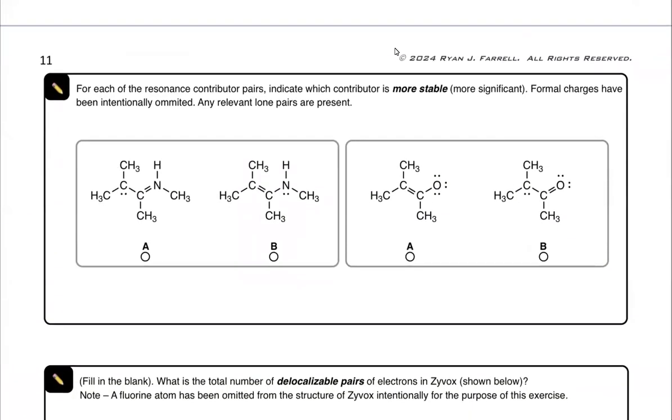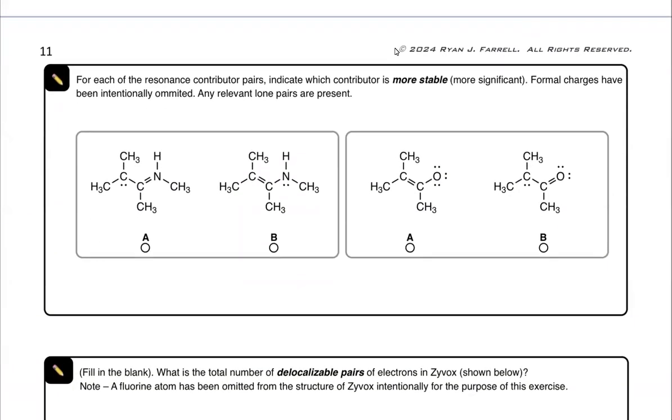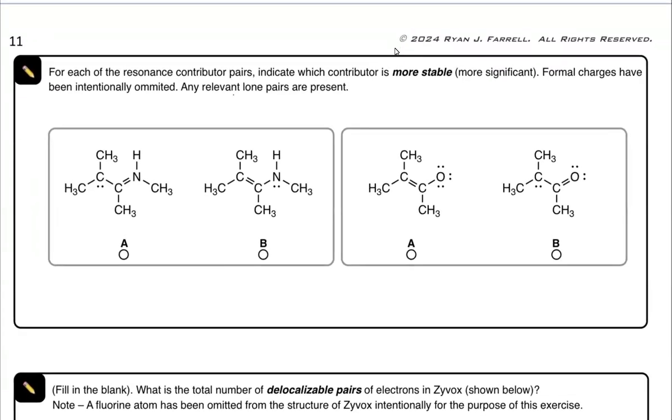Moving on to the next page, page 11. The question is saying, for each of the resonance contributor pairs, indicate which is more stable, okay, which is lower energy. And notice that formal charges have been intentionally omitted. Any relevant lone pairs are present. So looking at the first pairing with you, we're going to have to track formal charge, which have been omitted.